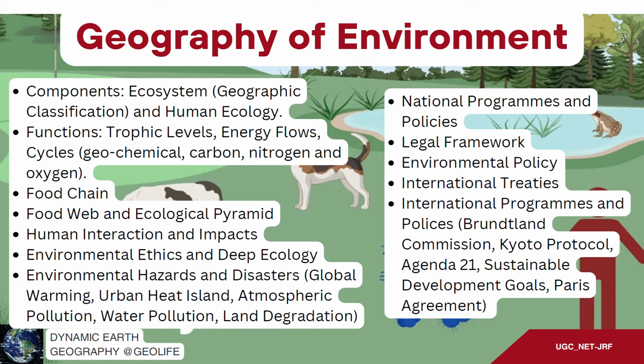Then national programs and policies for protecting the environment, then legal framework, then environmental policies by the Indian government and also by the United Nations, then international treaties and international programs and policies like Brundtland Commission, Kyoto Protocol, Agenda 21, Sustainable Development Goals, and Paris Agreement are also included in the Geography of Environment unit.